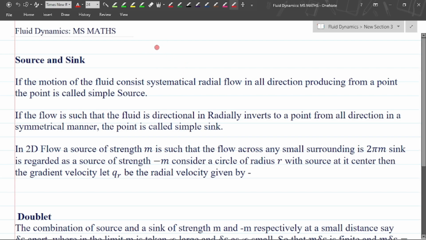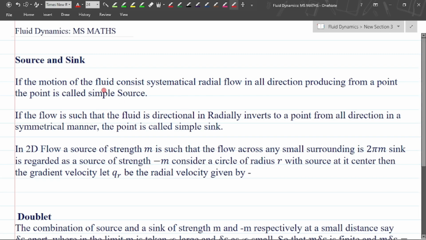In general, a source is something which is producing, and a sink is something which is gaining, or in which everything is absorbed. The same concept is here. Whenever you have a fluid which has a potential function, then we'll talk about the source and sink. We have discussed the potential function in the previous videos. So let's start with the definition of the source and sink. We'll continue with an example and the doublet also.